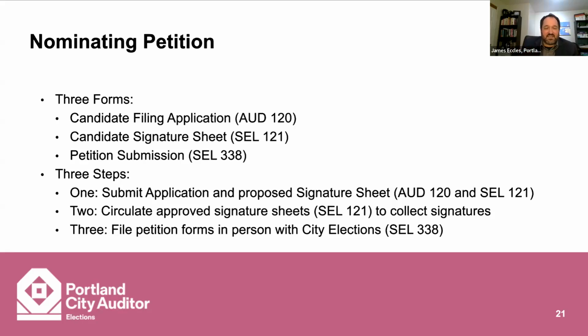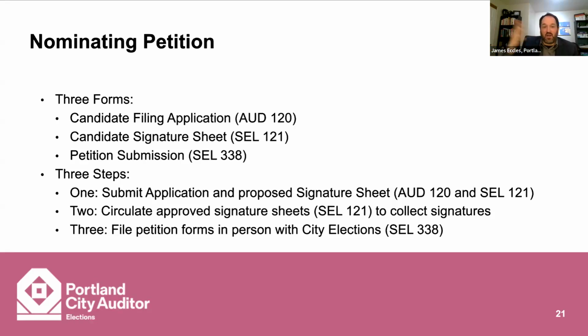I really want to emphasize that. Step 2 is going to be circulating your approved signature sheets, but you cannot circulate those sheets and get signatures until your sheet has been approved. So you give us the proposed sheet. We will give you that approval of that sheet in writing, and then you can go out and collect signatures.